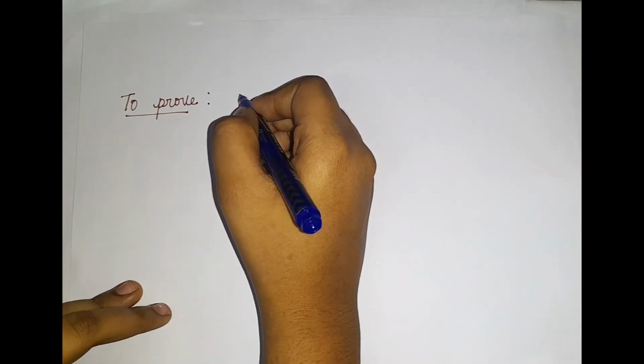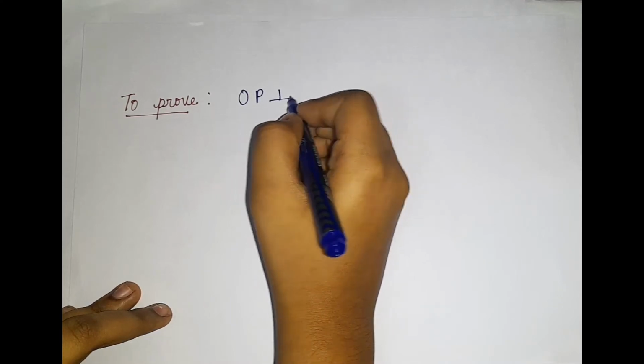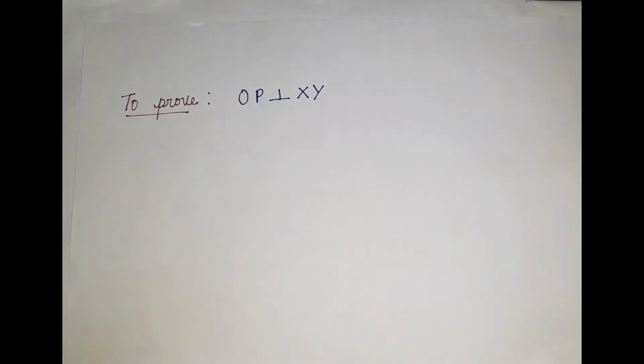Alright, so we are supposed to write OP perpendicular to XY. So we are supposed to prove this. Okay, so now since you guys know we are supposed to prove that OP is perpendicular to XY, after this step, we are supposed to write construction.